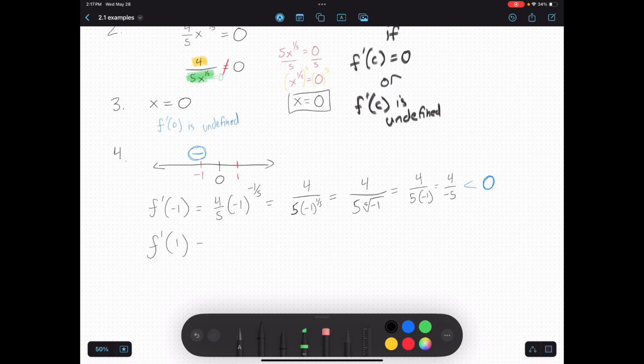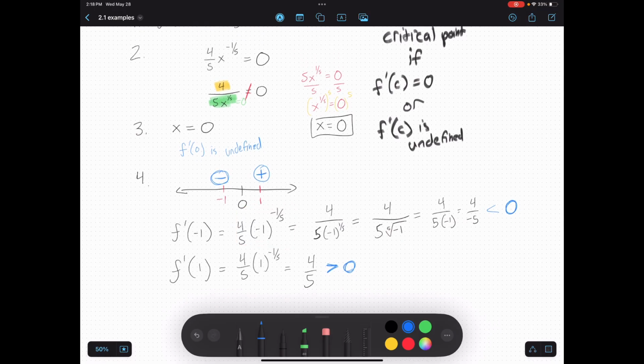Okay, now let's plug in +1. 4/5 times +1 to the -1/5. I don't have to be as picky with this one because I'm working with +1. +1 to any power is still just +1. So I get just +4/5, which, once again, the only important thing is whether it's positive or negative, and in this case, it's positive. Therefore, what's happening after my critical point? My derivative is now positive. So now we know what the derivative is doing. Let's translate that into what the function is doing.